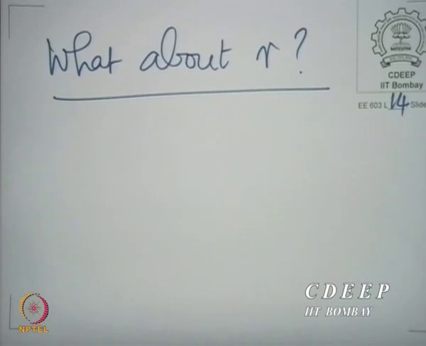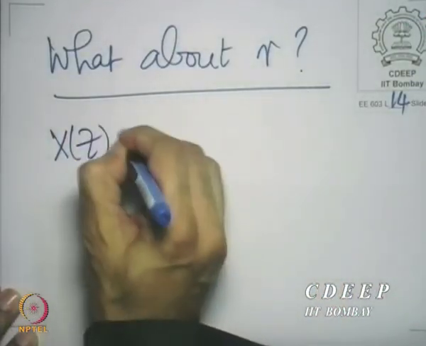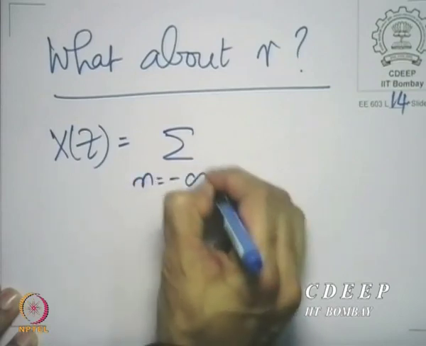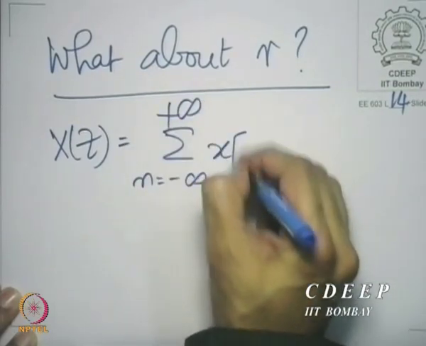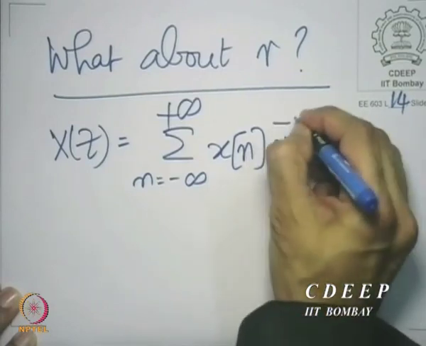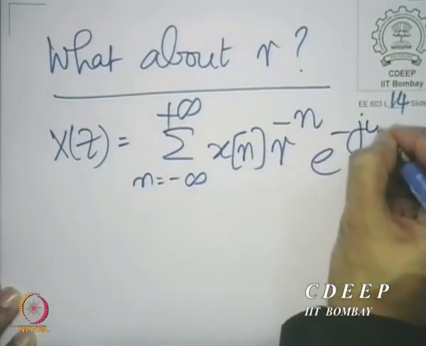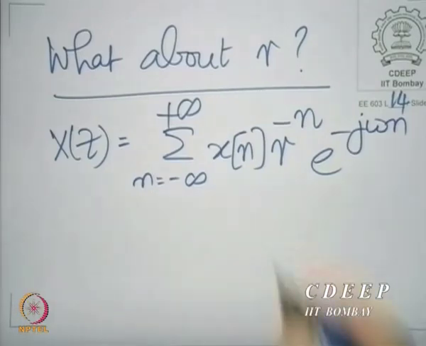There are two ways of understanding r. One way is a formal way. That is, it is the rate at which the exponential should multiply that sequence so as to bring the Z transform into convergence. That is a formal way of understanding r. So, if you look at it, X(z) is equal to the summation over n from minus to plus infinity of x[n], and now let us write this in terms of r and omega: e raised to the power minus j omega n and r raised to the power minus n.